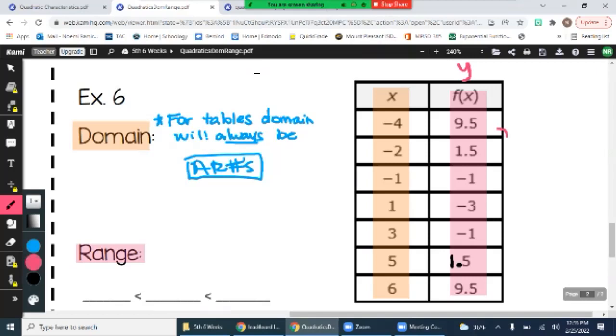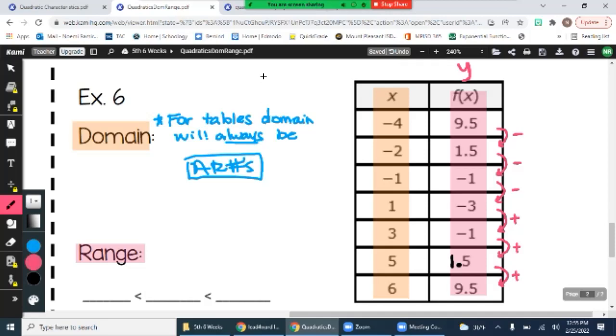What is happening when we go from 9.5 to 1.5? Decrease. So I'm going to put a minus. What about from 1.5 to -1? Still decreasing. -1 to -3, decrease. -3 to -1, now we're going back up, positive. And -1 to 1.5 is positive, increase. And then 1.5 to 9.5, positive, it increases.